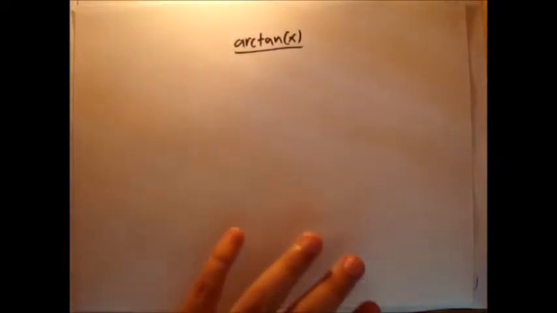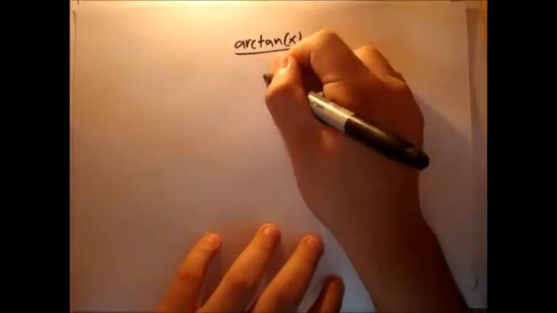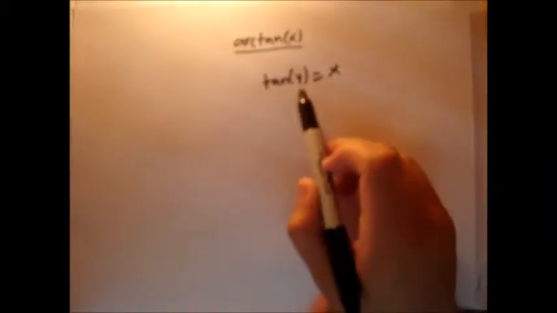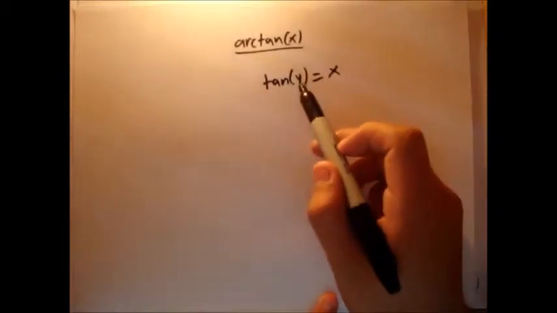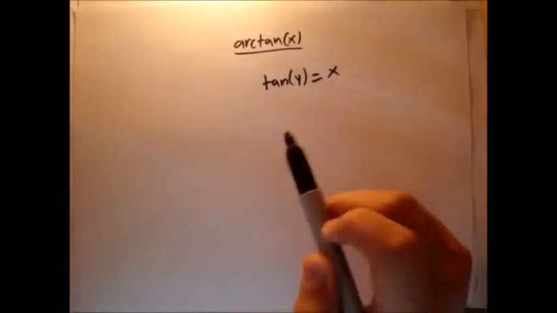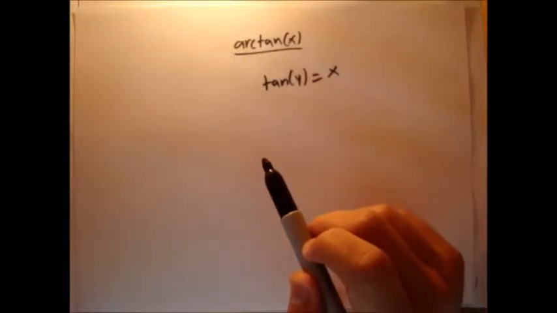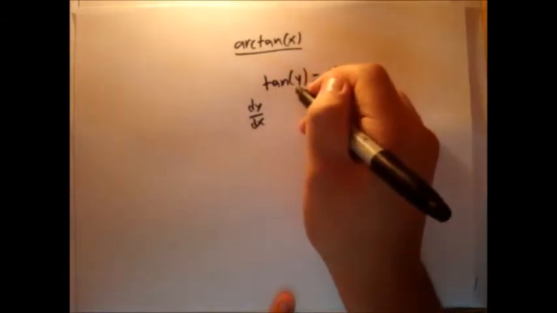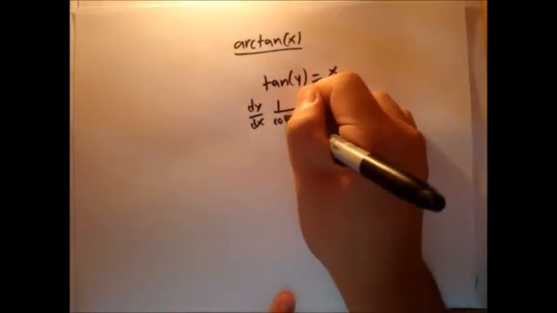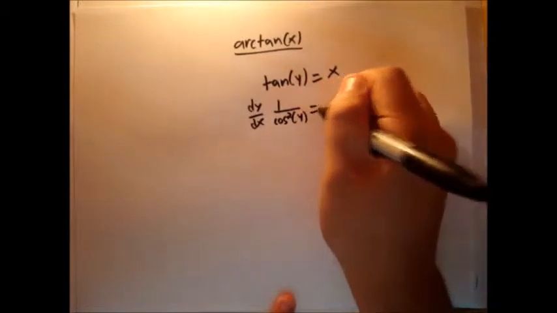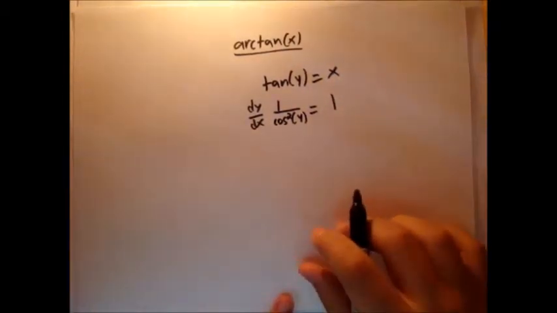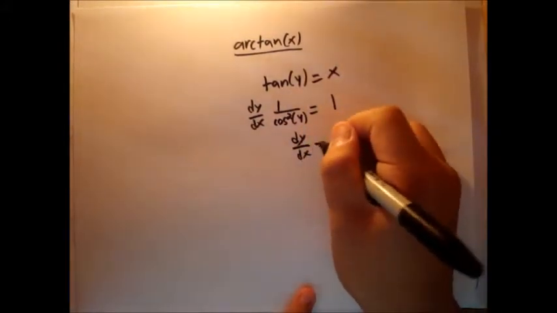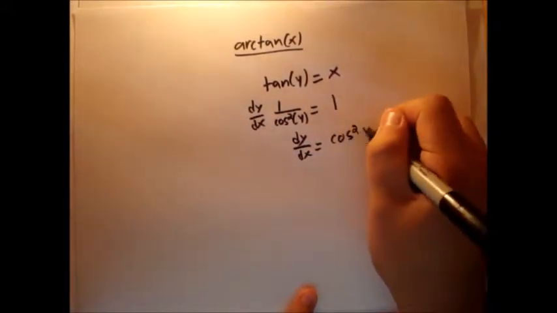Well, let's have the same idea. This can be rewritten as tan of y equals x, because this is the inverse right here. It's saying you're putting in an output, which is y, and you're getting an input. So, using that idea, we can just simply take the implicit differentiation of both sides and get dy/dx. The derivative of tan y is just 1 over cosine squared of y, equals 1. Okay, simplify, or in other words, isolate dy/dx, and you get cosine squared y.